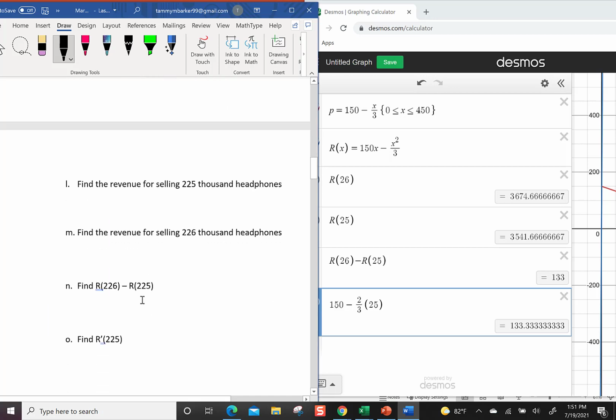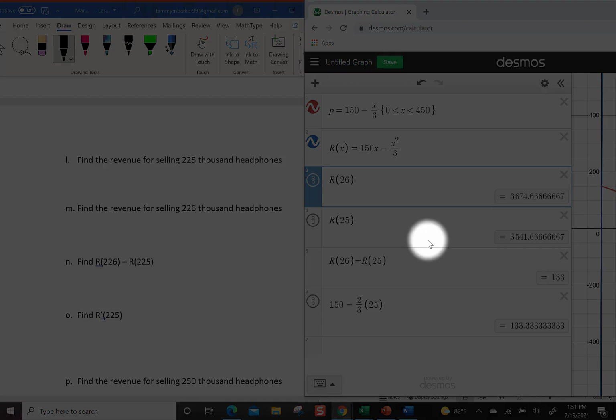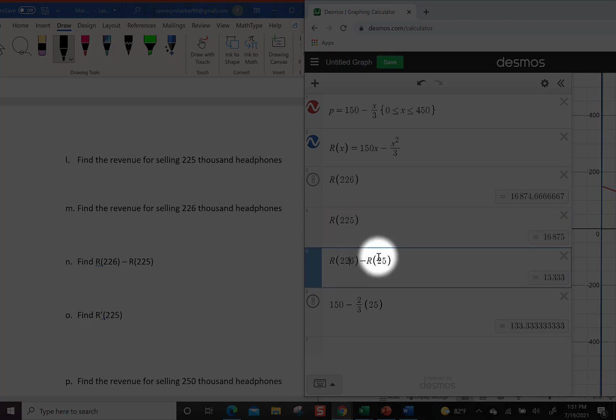Let's do it one more time. Let me just make sure we really know what's going on. So let's try 225 and 226. I'm going to change this to 226 in Desmos. I'm going to change it to 225. Same thing for the subtraction. And then same thing in my derivative.